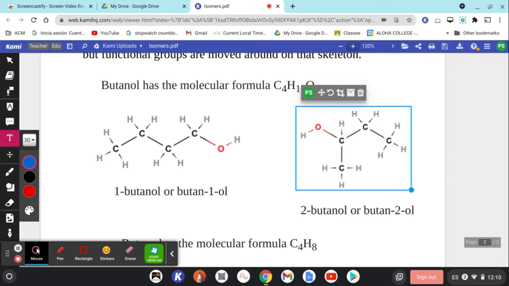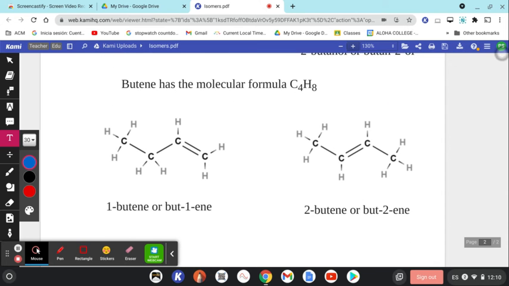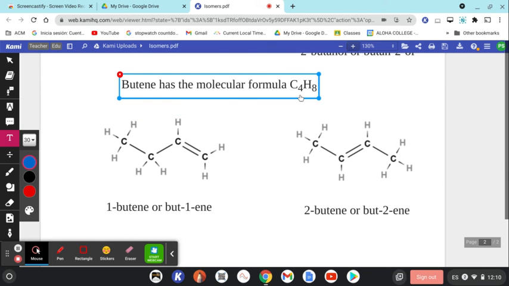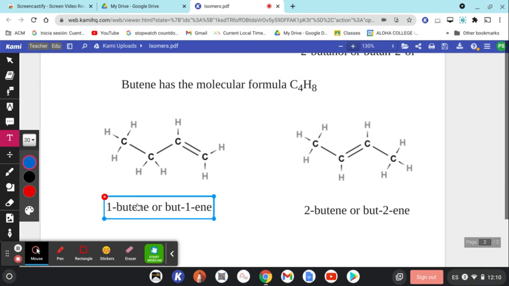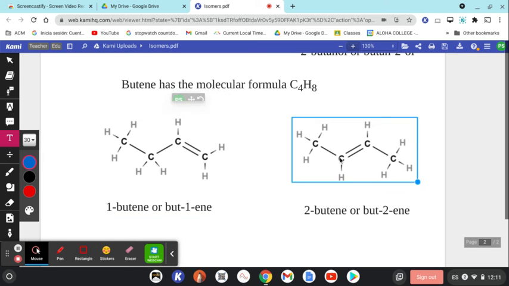So you can have positional isomers when you have functional groups, like alcohols. You can also have functional group isomers, positional isomers, when the functional group is a double bond. For example, in alkenes, here we have butene, C4H8. We can have but-1-ene, where the double bond is the first carbon-carbon bond, or that double bond could be on the second bond, but-2-ene.